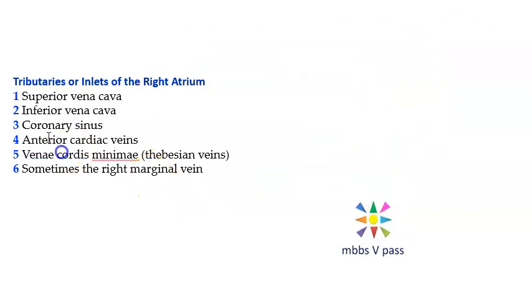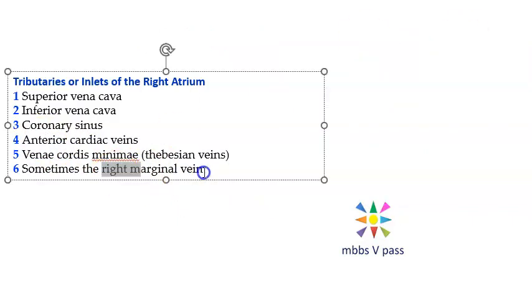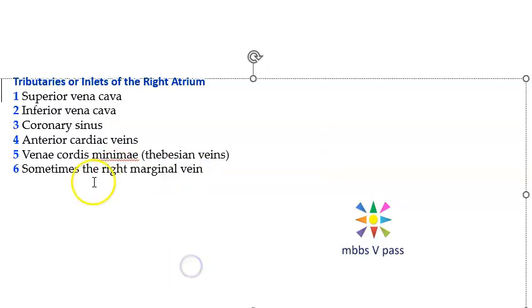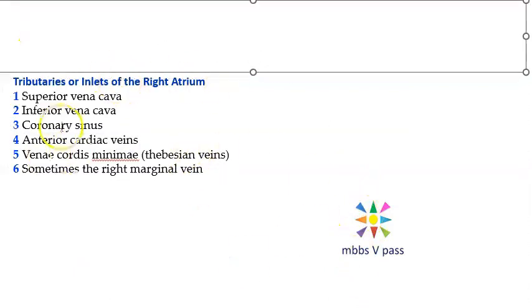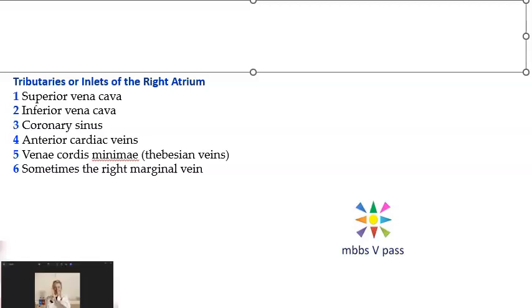Then talk about the right marginal vein, that is nothing but your cardiac vein. And then you have the anterior cardiac vein. So all these open into the right atrium. So this also you have to talk about. You understood what I said, right?